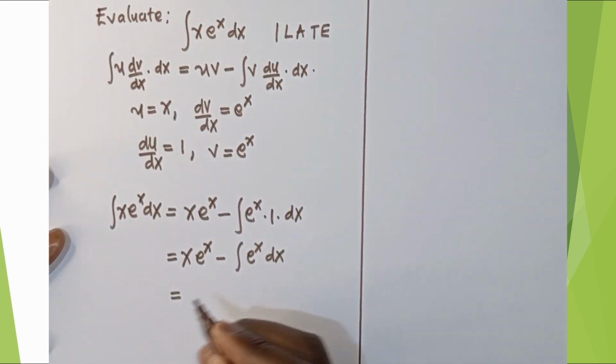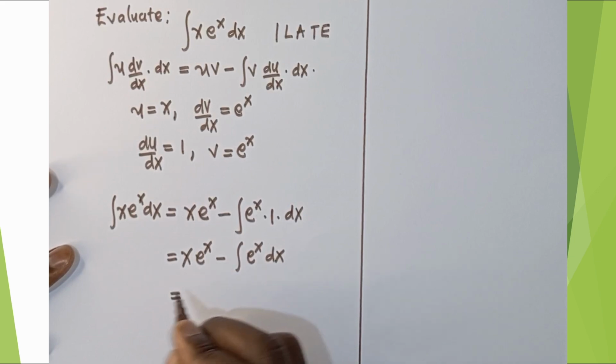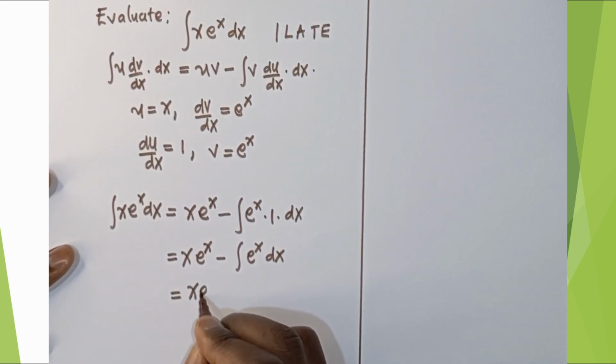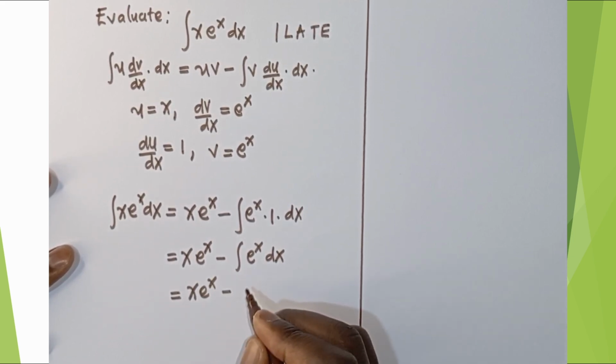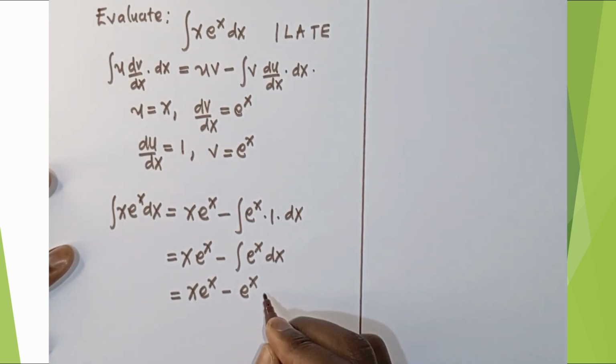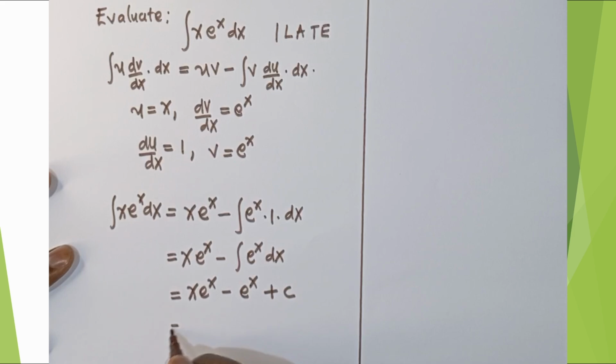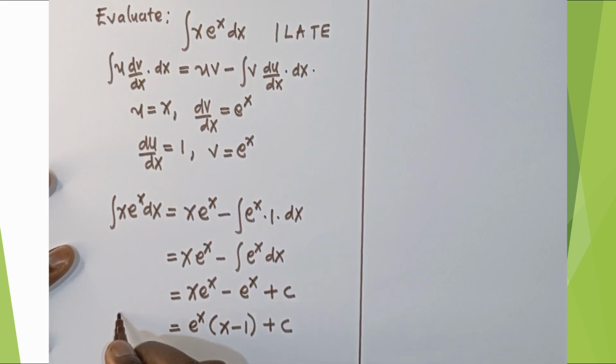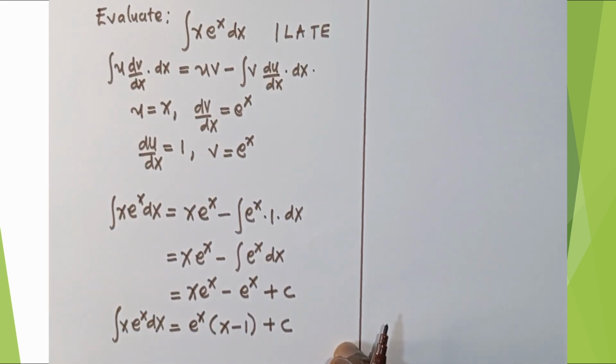Now when we integrate this, we shall have x e to the x minus, integrating this one, we stay with e to the x, plus a constant c. We can go further and simplify this to e to the x times (x minus 1) plus c, and that is the integral of x e to the x dx. So it's very easy, very cheap.